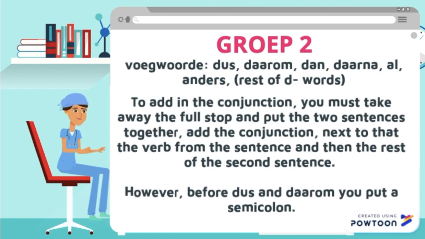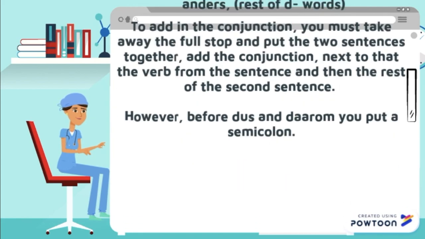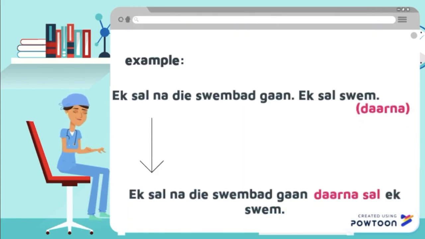Let's take a look at some examples to see how this rule plays out. If we're given the sentences, ek sal na die swembad gaan, and ek sal swem, and the voegwoord daarna to join them together. Because this is voegwoorde, we know to replace the full stop with the voegwoord regardless of what group it is. However, that's not all. We know now with groep 2 that we have to identify the verb of the second sentence in order for this to be correct. Note that there are 2 verbs in this second sentence, sal and swem. Because sal is in our verb 1 position, werkwoord 1, we use sal to apply this rule.